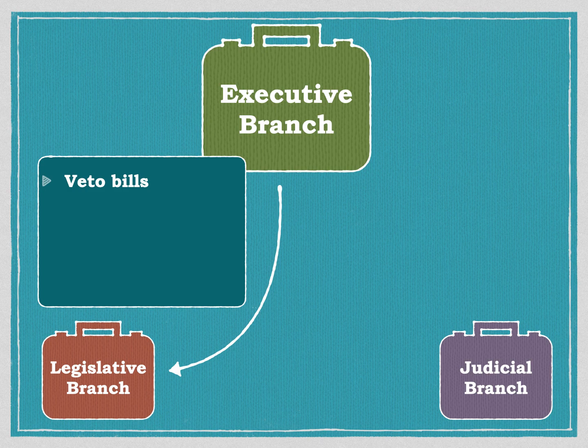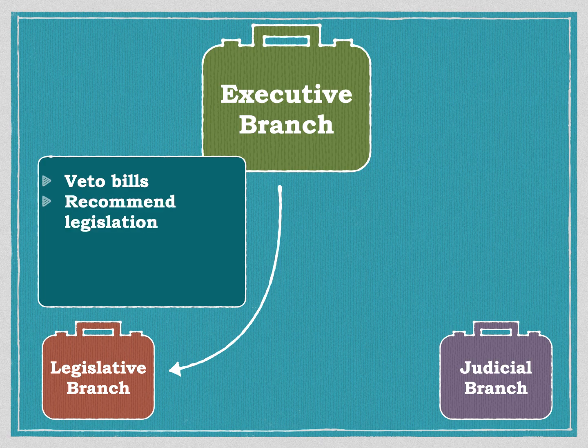In other words, when Congress, the two houses, agree on a bill and they want to sign that bill into law, it has to go to the president's desk. The president has the power to say, yes, I agree with this law and sign it, or he has the power to say, no, I don't agree with it.